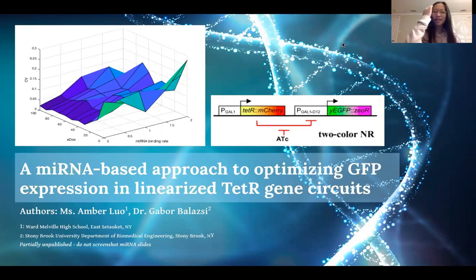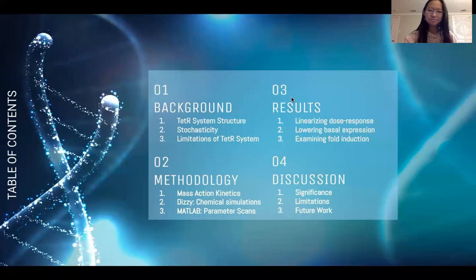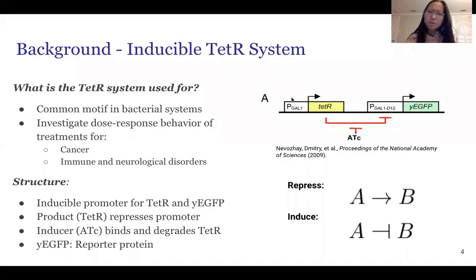My project is called a miRNA-based approach to optimizing GFP expression in linearized TetR gene circuits. So it sounds like a lot, but I'll break it down in the next few slides. So first, what is the TetR system used for and what is its structure?